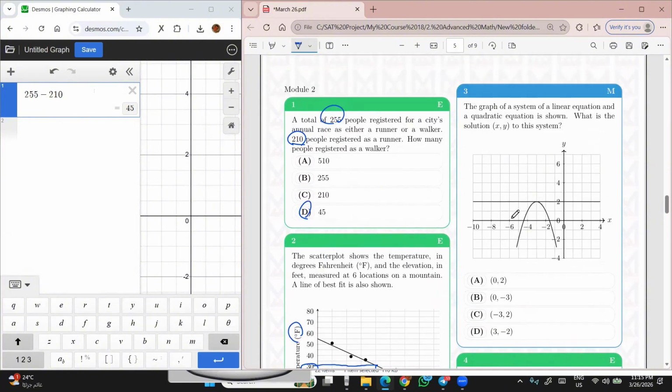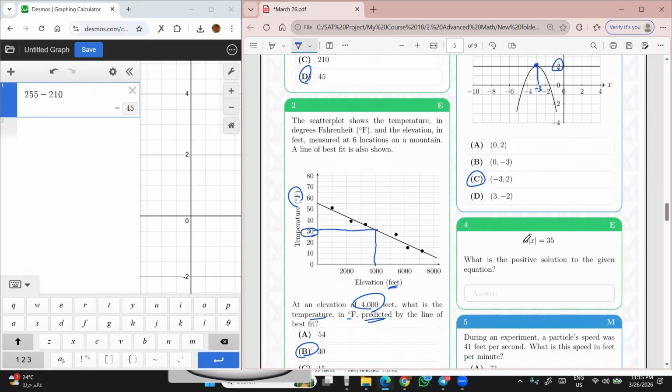Number 3, we have this system of equations. We have a linear equation and a parabola, which represents a quadratic equation. The graph of a system of a linear equation and a quadratic equation is showing what is the solution. The solution here is not these points. These 2 points are the solution of the quadratic equation alone, but not of the system. The solution to the system is this point, which makes the intersection of the 2 graphs. And this point has an x value of -3 and y value of 2. So -3 and 2, we always read the x value first.